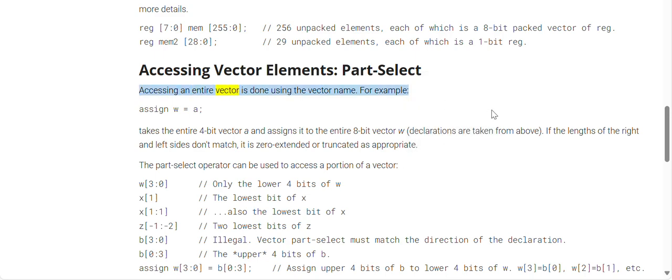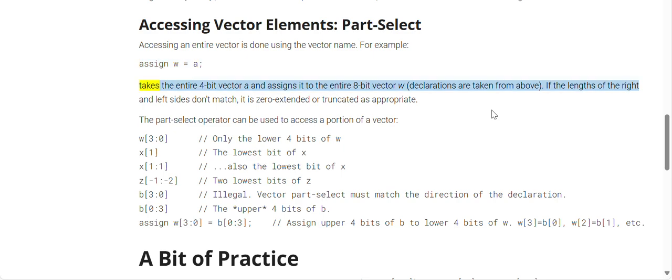Accessing an entire vector is done using the vector name. For example, assign w = a takes the entire 4-bit vector a and assigns it to the entire 8-bit vector w. Declarations are taken from above. If the lengths of the right and left sides don't match, it is zero extended or truncated as appropriate. The part select operator can be used to access a portion of a vector.